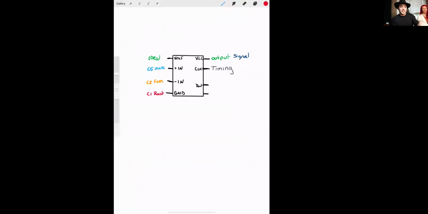So let me show you the next circuit here. What I want you to see here is this is the same thing that I just drew, but this is just a circuit that you would build into an electronics component. So we've got our root, we've got chakra 2, we've got chakra 5. Our voltage reference is the heart, so we got C4. Then we have our output signal, and the one thing I haven't mentioned yet is timing.